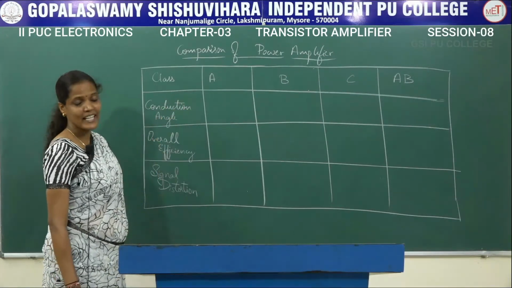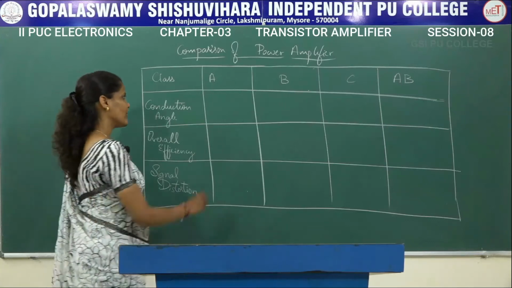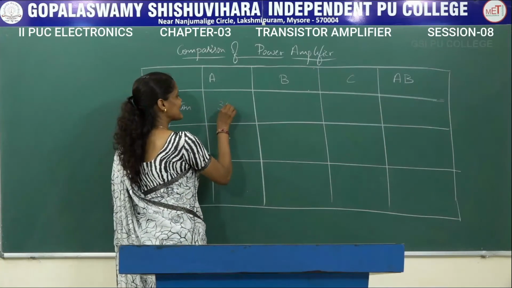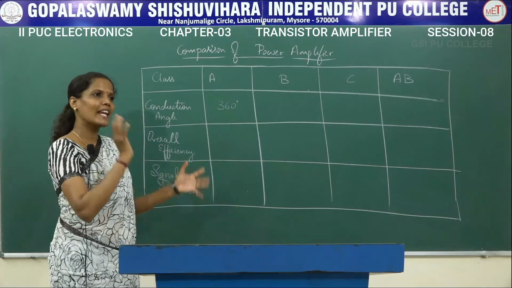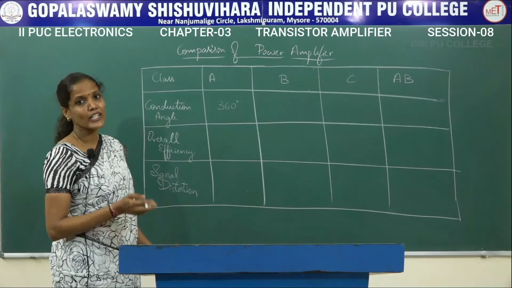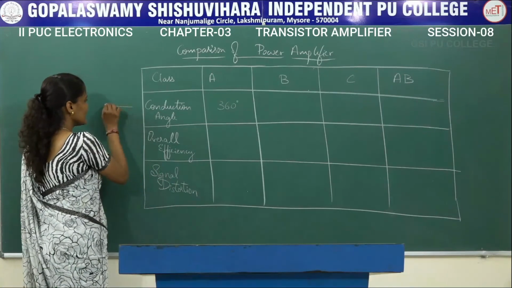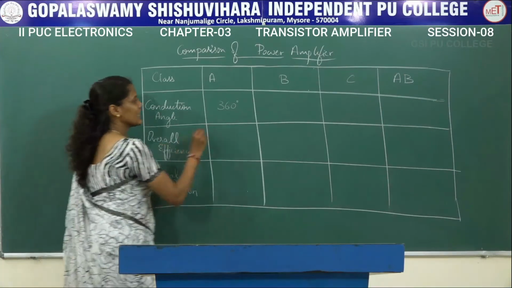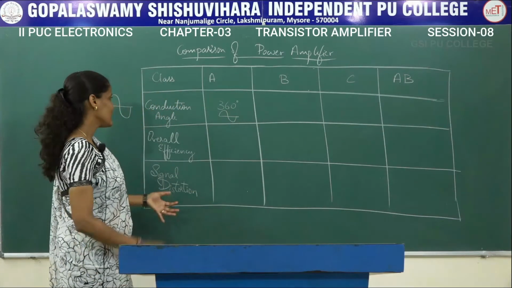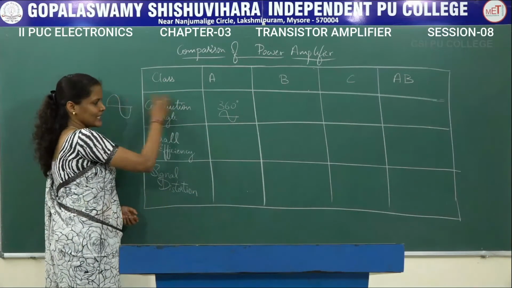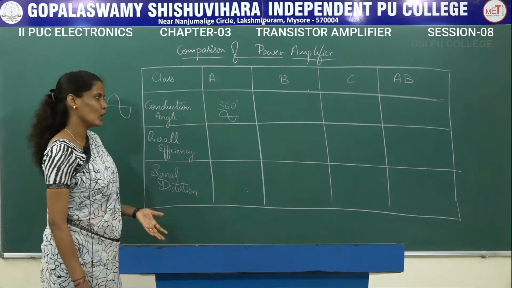The conduction angle in the class A type of amplifier is 360 degree. That is, the output is produced for the entire input cycle. If the input cycle is like this, then the output of this class A amplifier is like this. I mean to say, all of the input cycle will be appearing across the output.